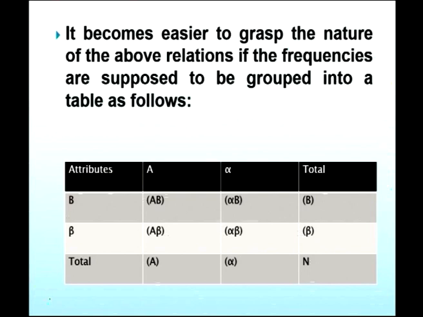It becomes easier to grasp the nature of the above relations if the frequencies are supposed to be grouped into a table as follows. Attributes A and B. If a member is possessing the attribute A and B, then it is represented as AB, and if the member is possessing the α attribute and B attribute, then it is αB. When you take the total of class frequency, it is B. Similarly, we can do it column-wise also. AB plus Aβ is equal to A. This is what we have arrived at, the criterion for independence of attributes.